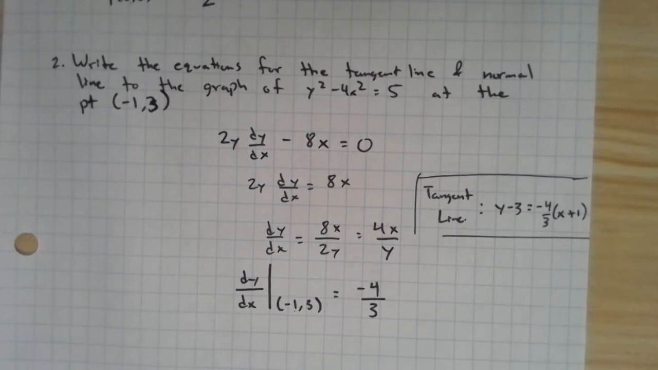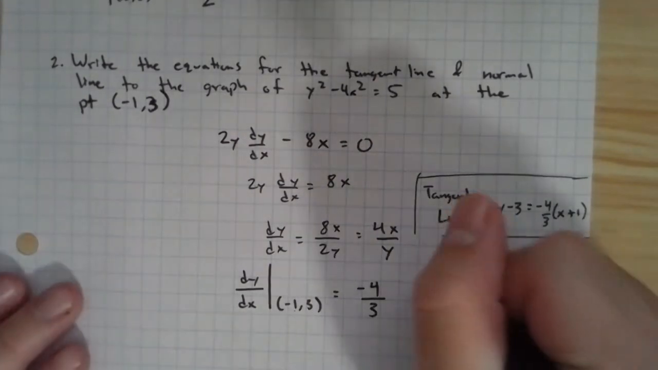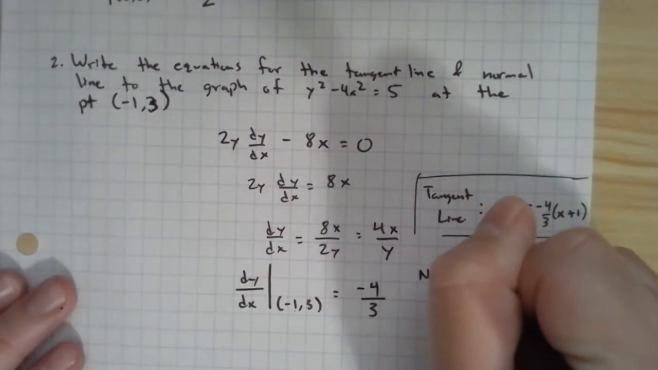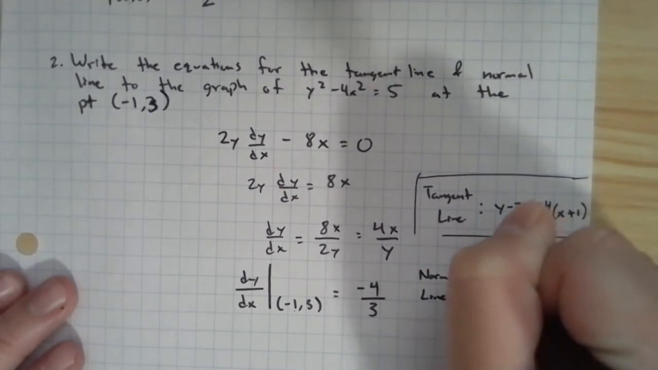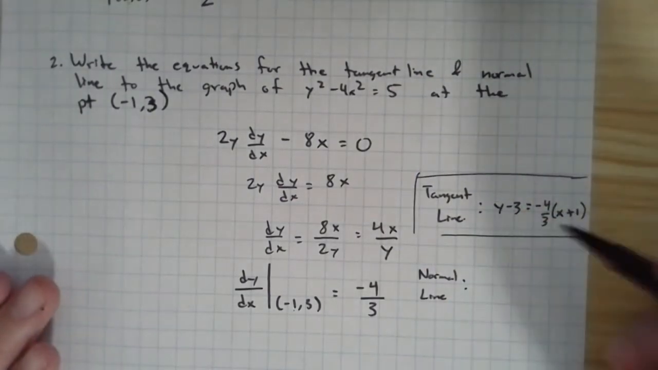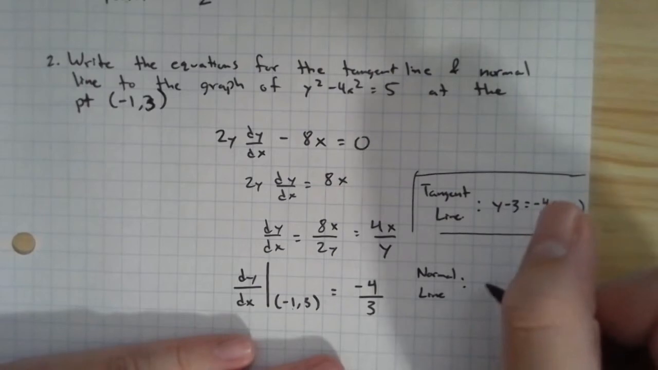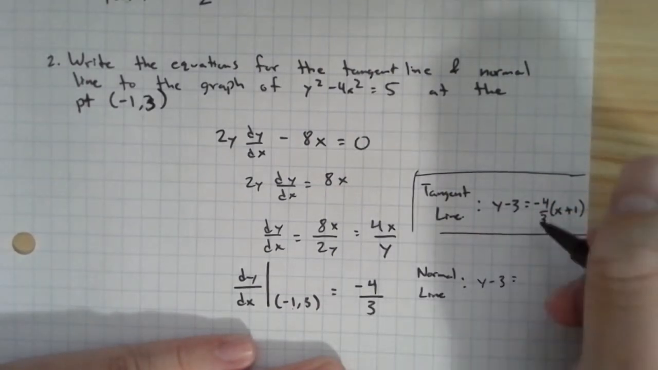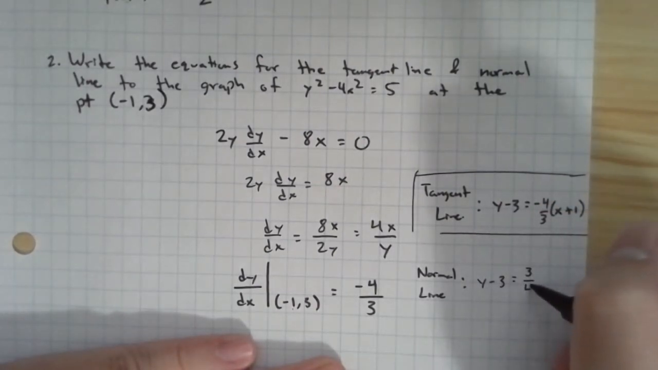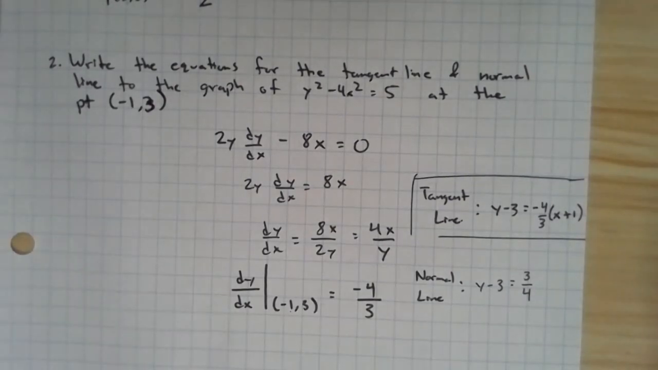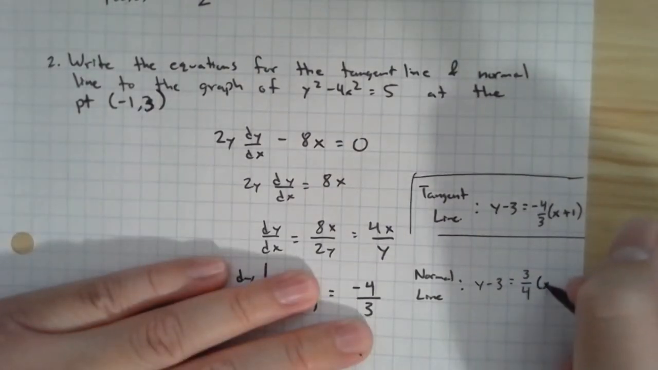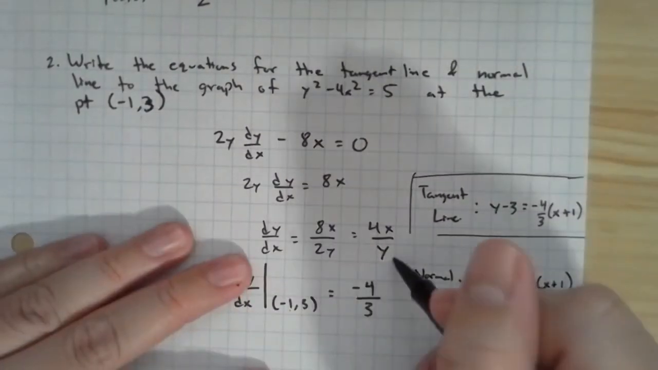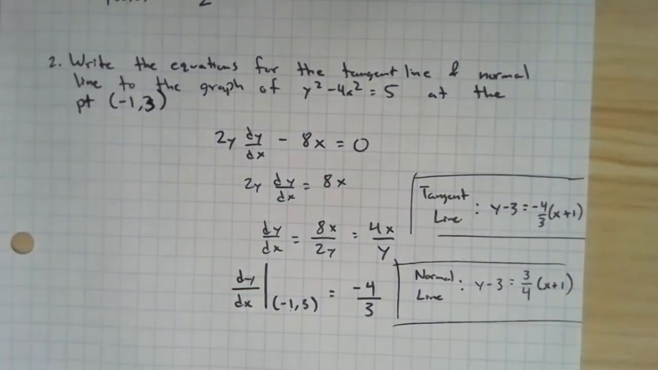Okay, that's one answer. And the normal line, remember what the normal line was? The normal line is the line that's perpendicular to the tangent line at that same point. So all you've got to do is take the negative reciprocal of the slope. Negative 4 over 3 becomes 3 over 4. There you go. That will net you full points on this question.